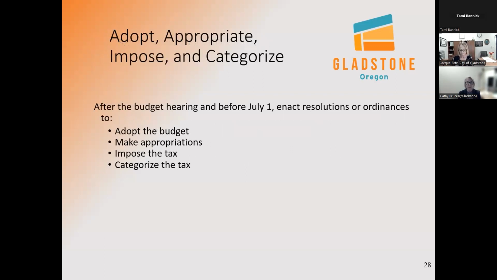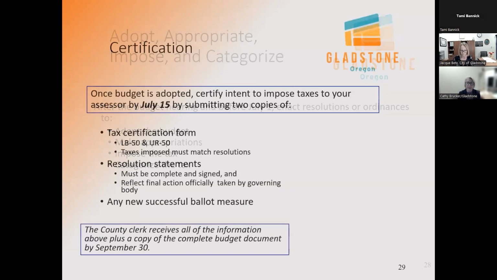Finally, we will adopt, appropriate, impose, and categorize. These are the resolutions that are done by the City Council when they make full adoption of the budget. This will be after the final budget hearing and before July 1. Enact the resolutions and the ordinances to adopt, to make the appropriations, impose the tax, the property tax rate, and categorize the tax. Next slide.